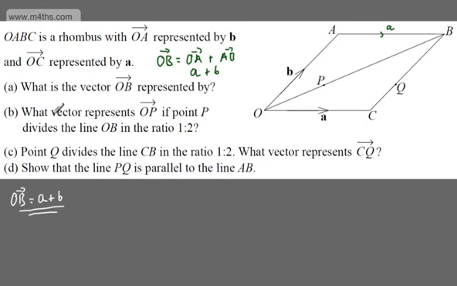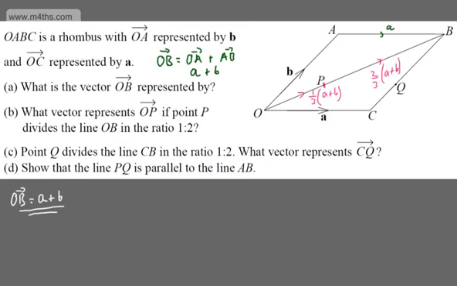Okay, what vector represents OP if the point P divides the line OB in a ratio of 1 to 2? So again, what we've got here is this line split into 3. So we've got this split into 3 equal parts. So what I can now say, putting the direction on, this is going to be 1/3 of the way from O to B. Now we know that O to B is A plus B. So I can say that's 1/3, and then again, with this direction, this is going to be 2/3, and then we'll have A plus B.